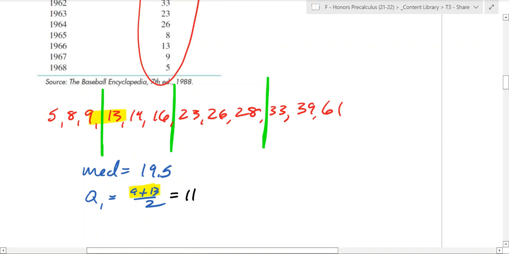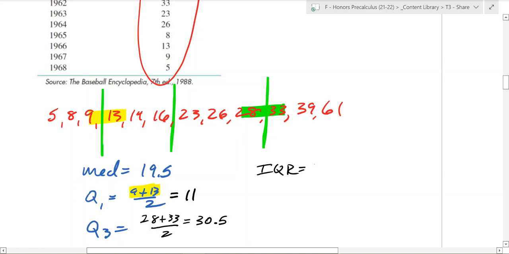And then your quartile 3, sorry about changing colors, I'll try to keep it consistent here. Quartile 3, it's going to be right there. So that's going to be 28 plus 33 over 2, which is 30.5. So then the IQR is going to be 30.5 minus 11, which is 19.5. So 50% of our data is in that middle range there.